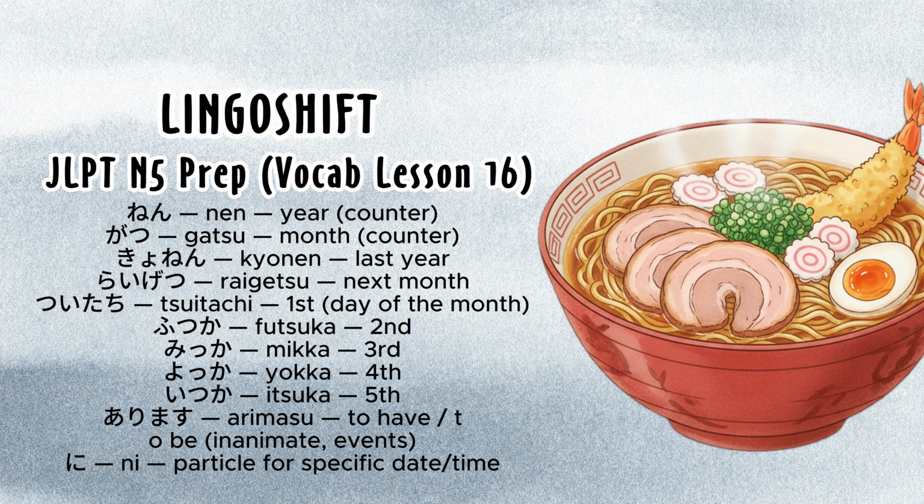Now let's learn about months. The counter for the months of the year is gatsu. You simply put a number before it. For example, January is ichigatsu. February is nigatsu. March is sangatsu, and so on.